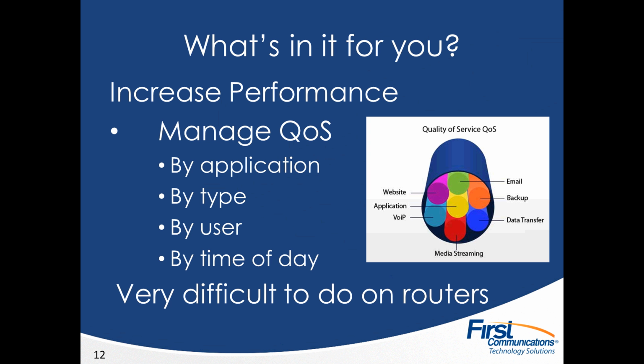Manage your quality of service the way you want to. If there's a piece of software you run your business with, you can make it the most important thing that traverses your network. If there are certain people that need priority on your network for whatever they do, you can accommodate that with SD WAN. If you have a processing job or upload that runs at certain times of the day or night, you can make that happen as well.